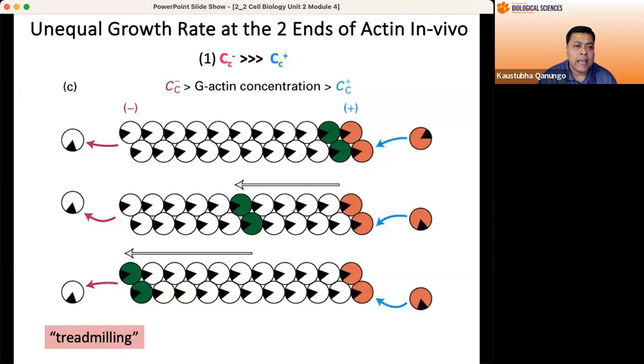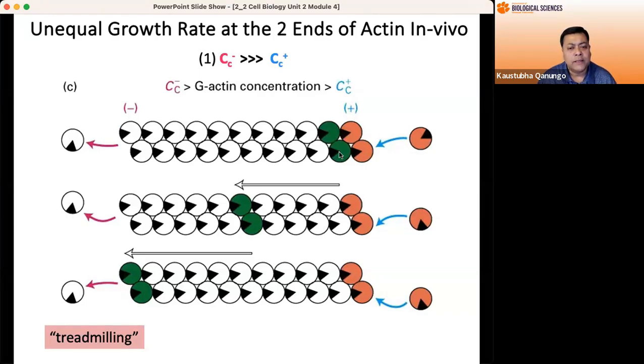So here we are looking at the unequal growth rate at the two ends of actin, where the CC right here, the critical concentration, is much, much greater at the minus end than the CC at the plus end. So right here you are looking at the minus end and you see that the critical concentration is much higher at this end compared to the critical concentration at this end. Due to that reason, globular actin monomers, or the G-actin monomers, are preferentially added to this end, whereas from here they get dissociated.